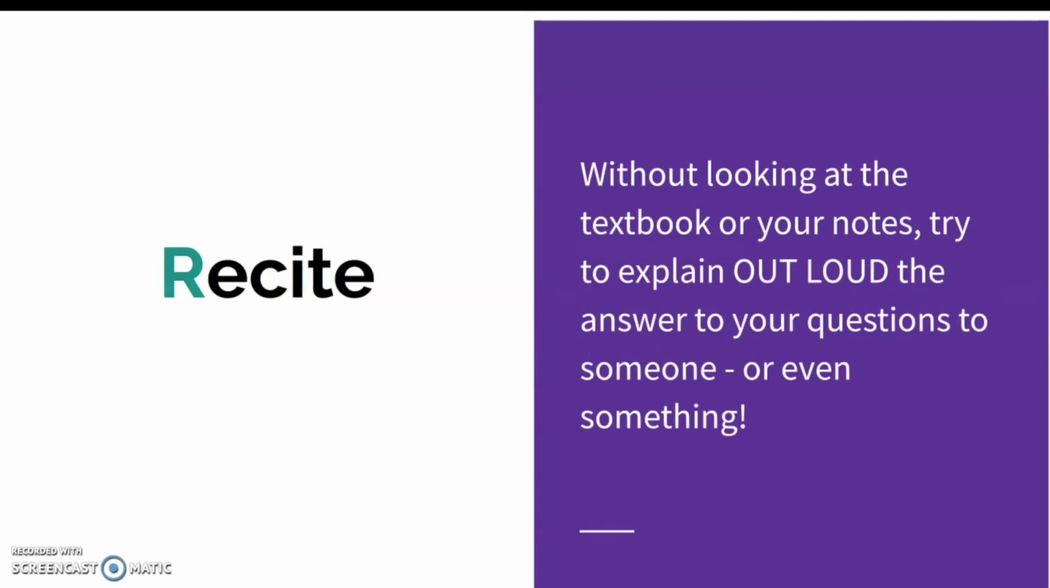Fourth, recite. Without looking at the textbook or your notes, try to explain out loud the answer to your questions to someone or even something. Speaking engages more areas of the brain to create neuronal circuits that store what you've studied.